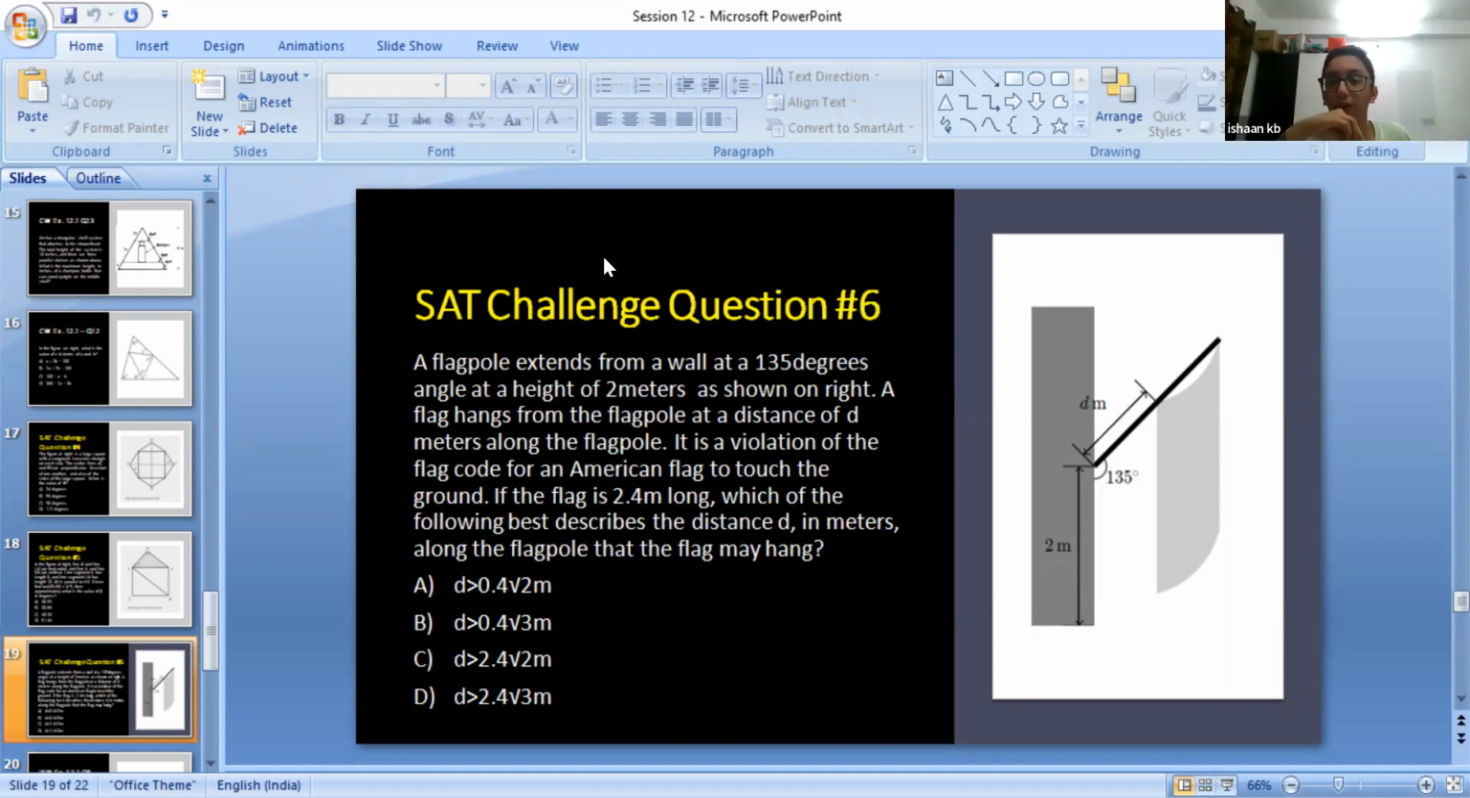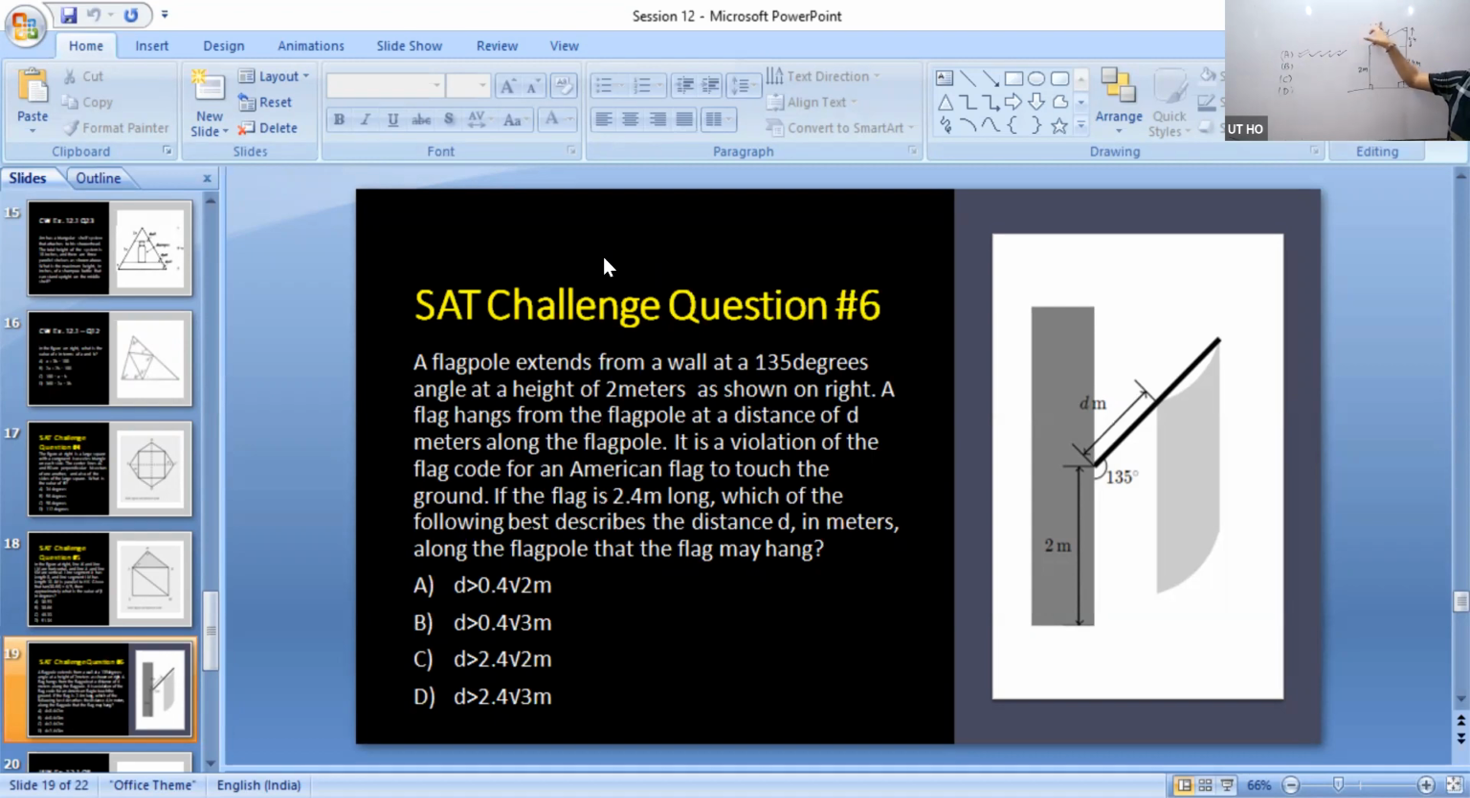No, sir. Actually, why I didn't take that is because for the American flag, it's written in the question that it cannot touch the ground, and since the flagpole is at 2 meters, it cannot be 2.4, right? I took a limiting condition when it is touching. As we increase the d length, this will be the limiting condition. Let's say for this d I got 1.5. As we increase this length, it will not touch. So d should be greater than 1.5.